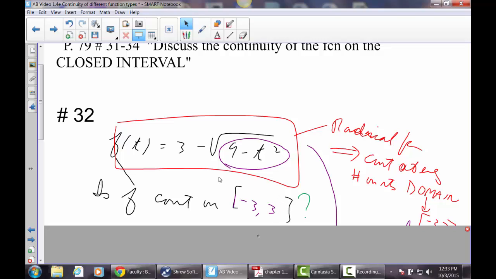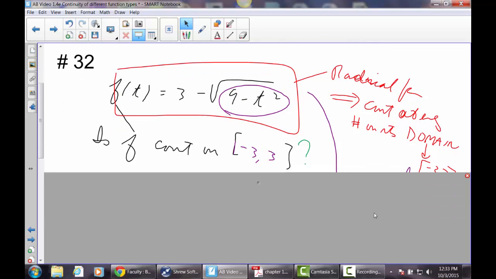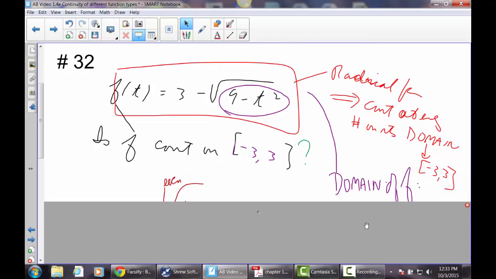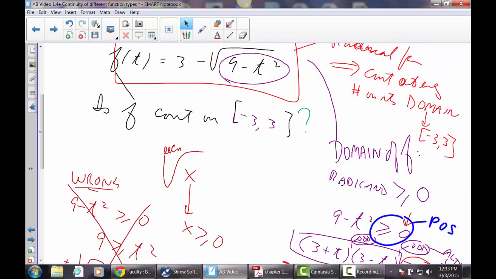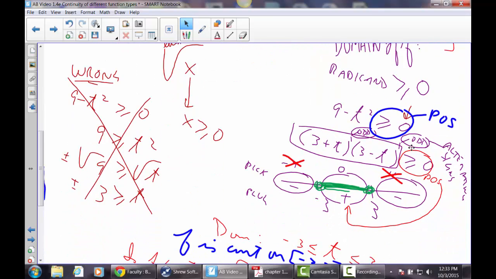But the easiest way to look at this is to look at it as a type of function and say, oh, this is a radical function. Since it is a square root, it's continuous at every number on its domain. And that domain is all of the numbers that make the radicand greater than or equal to 0. So what happens is you take the radicand, the quantity inside the radical, and make it greater than or equal to 0. Now, the way to solve a quadratic inequality is to make sure one side is 0.